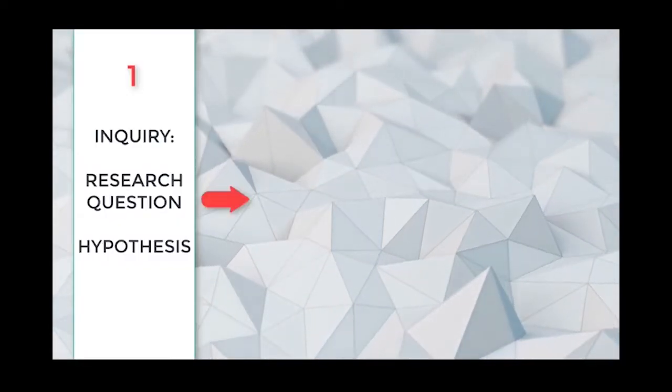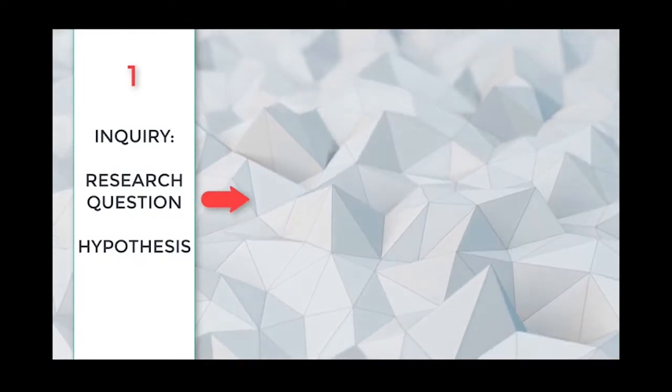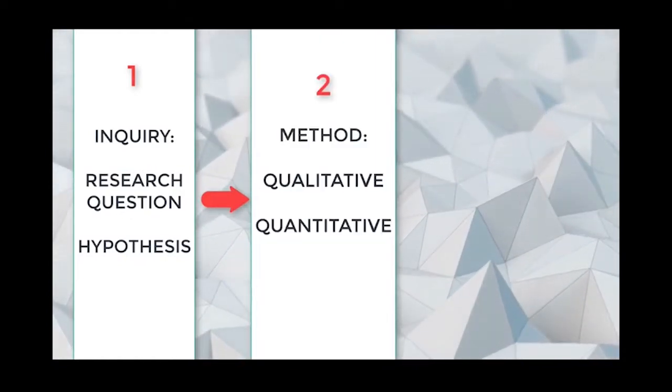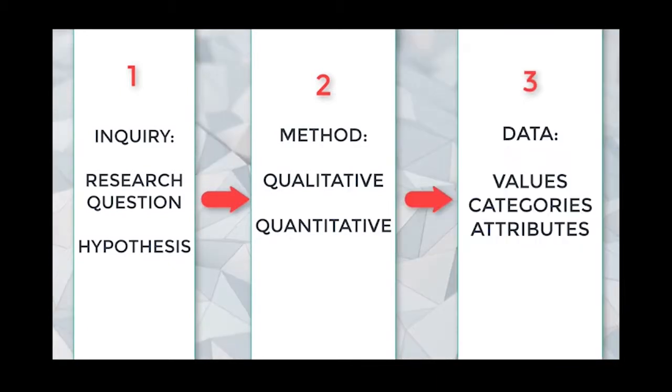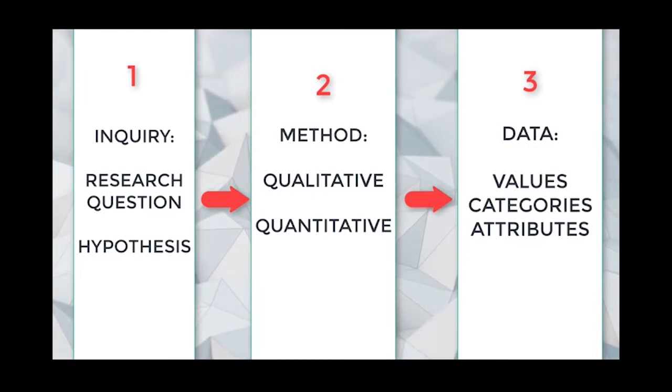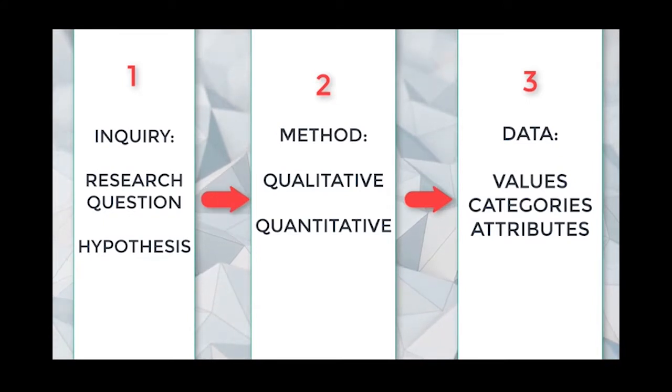We start first with our research question or hypothesis. Next, decide your method. Do you want qualitative answers, or do you want quantitative answers? Finally, decide what type of data output you wish to capture. Is it values, categories, and/or attributes? Let's go through each of these parts in more detail.